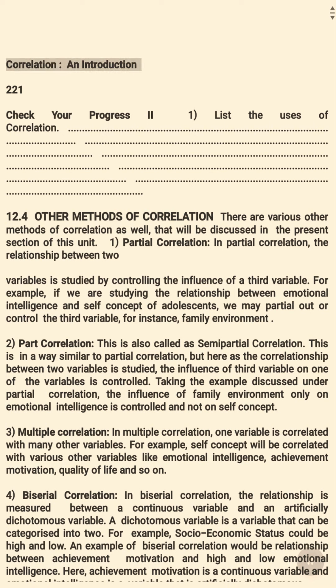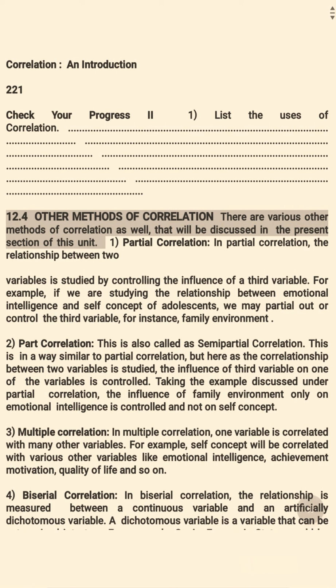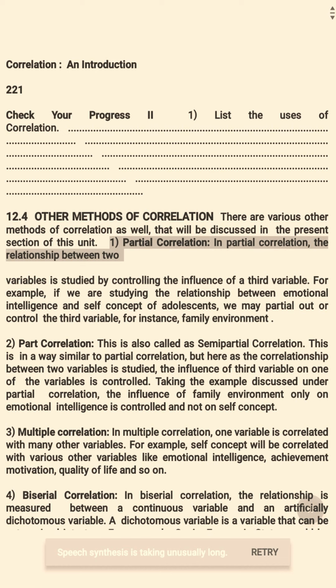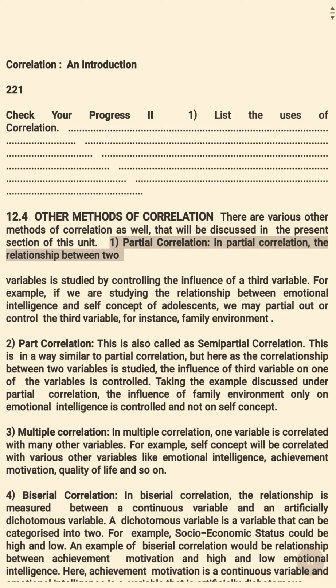Correlation: An introduction. Point 4. Other methods of correlation. There are various other methods of correlation as well, that will be discussed in the present section of this unit. 1. Partial correlation. In partial correlation, the relationship between two variables is studied by controlling the influence of a third variable. For example, if we are studying the relationship between emotional intelligence and self-concept of adolescents, we may partial out or control the third variable, for instance, family environment.